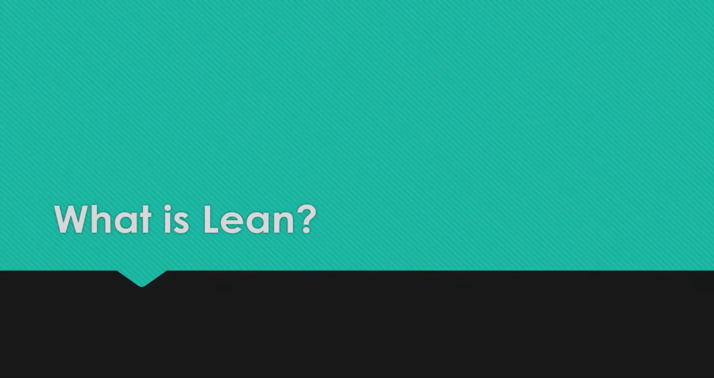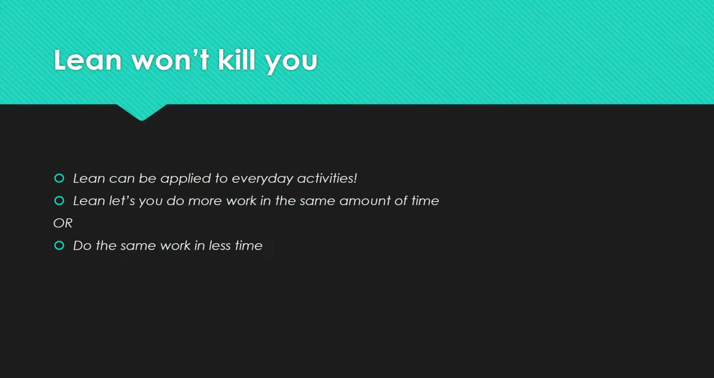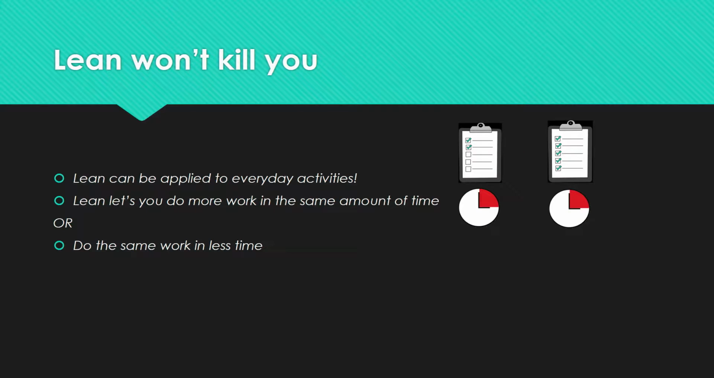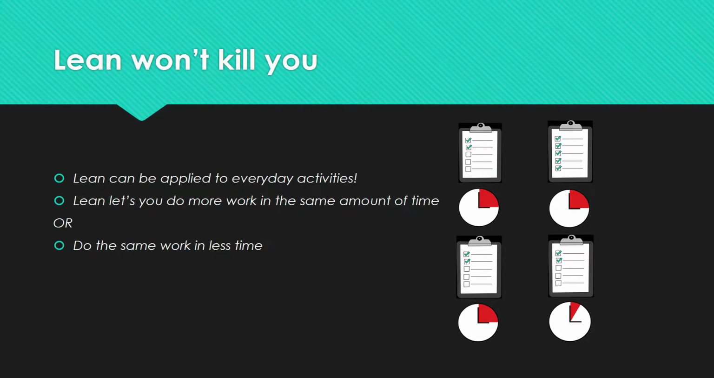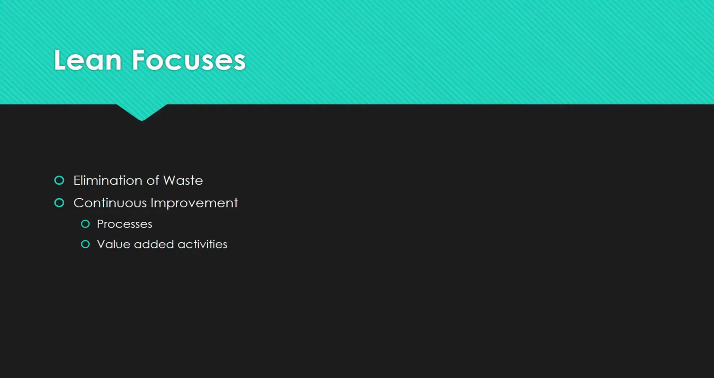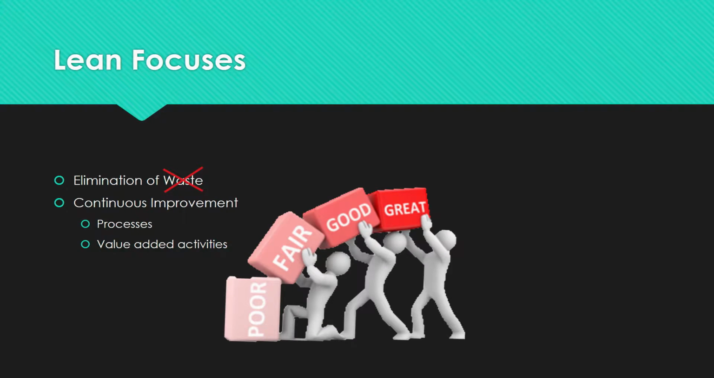What is lean? Lean can be applied to everyday activities. It lets you do more work in the same amount of time, or it lets you do the same work in less time. Lean focuses on the elimination of waste and also focuses on continuous improvement, which involves processes and value-added activities.